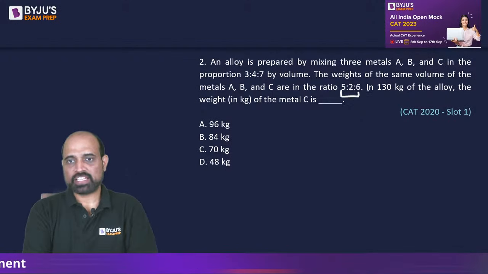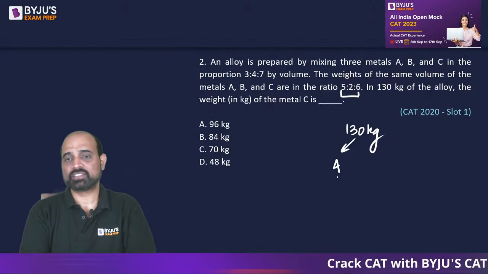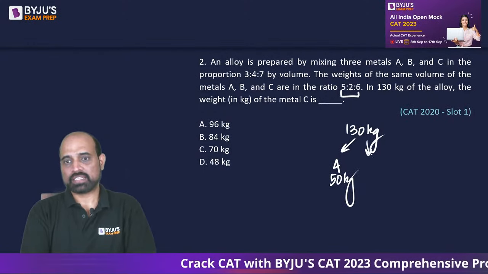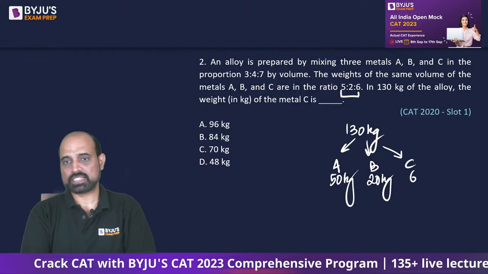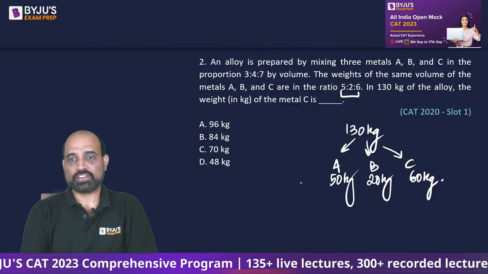See, the weights are in the ratio 5:6, right? So 130 kg में A का weight is, this is 13, right? So 50 kg. That of B is 20 kg. And that of C is 60 kg, right? And this is the weight.